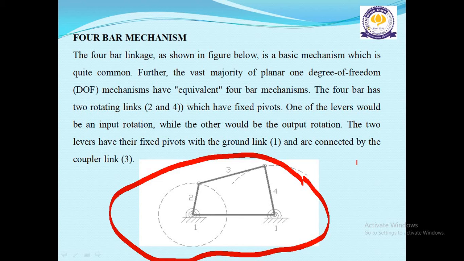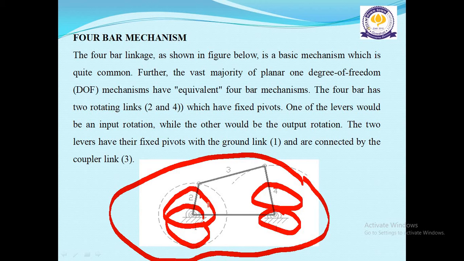Further, the vast majority of planar 1 degree of freedom mechanisms have equivalent 4-bar mechanisms. The 4-bar has two rotating links, that is link 2 here and link 4 here, which have fixed pivots. Both pivots are fixed for these two links, 2 and 4. One of the levers would be an input rotation while the other would be the output rotation. If link 2 is the input rotation, then link 4 will be the output rotation.